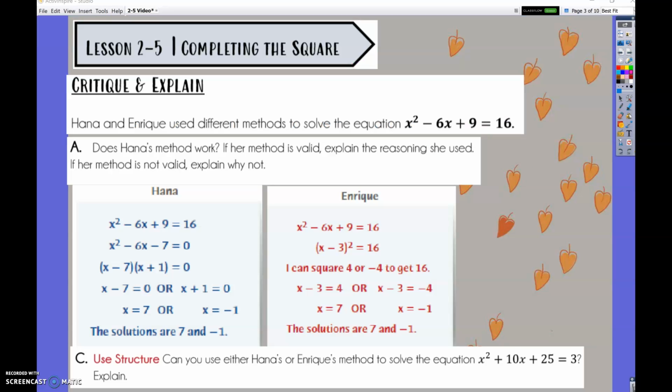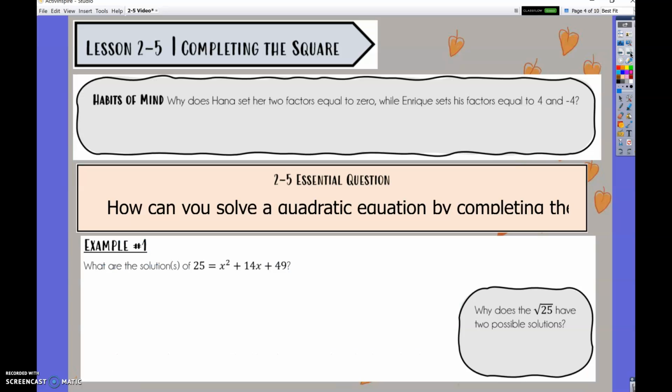The first few examples you saw weren't in your packet, so just kind of bringing back that packet work here. We have Hannah and Enrique. Hannah has decided to subtract that 16 over, like I mentioned, and do some factoring to find her zeros. One nice thing is along the way, she actually finds her y-intercept right there. Enrique chooses what we're going to call completing the square here, but he has found that this is a perfect square, x minus 3 squared, and then used that square root method on both sides and found the same zeros.